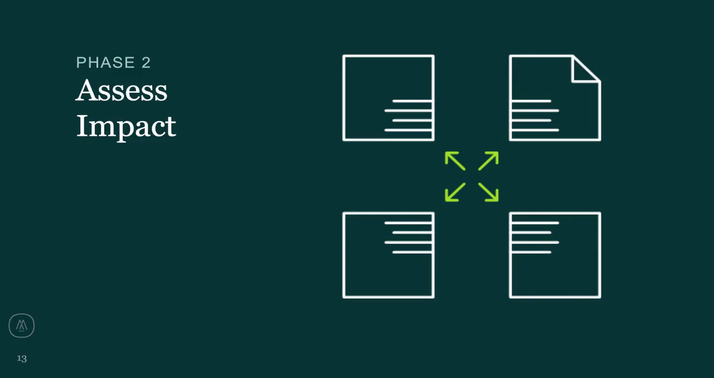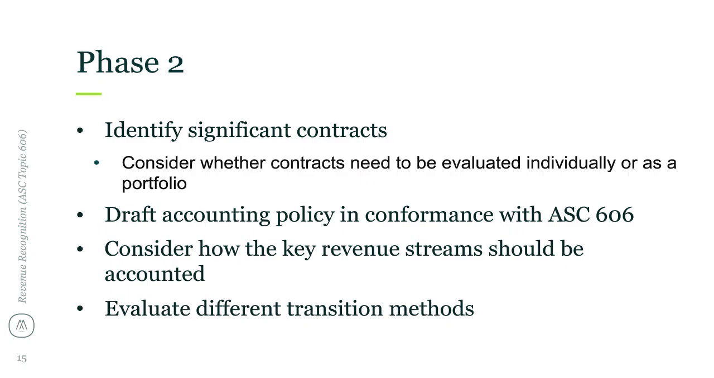Now we'll take a look at phase 2, assessing impact. So during phase 2, you'll want to start to walk through the revenue process with management and other key members of the organization, and really identifying who will be involved in this implementation process. You also need to identify significant contracts and determine which contracts will need to be individually evaluated and which contracts can be assessed using the portfolio approach.